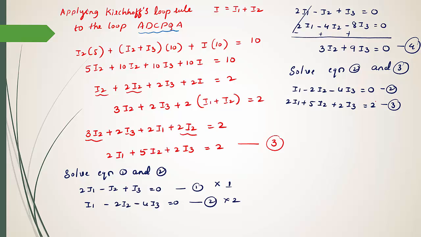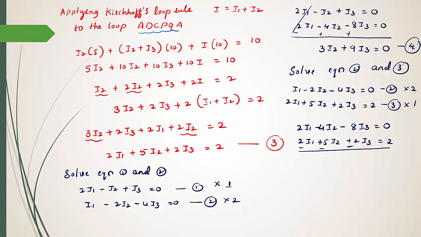So here again I1 will get cancelled when equation 2 is multiplied by 2 and equation 3 is multiplied by 1. So we can write this equation as 2I1 minus 4I2 minus 8I3 equal to 0. Equation 3 keep as it is because it is multiplied by 1. So here we can write 2I1 plus 5I2 plus 2I3 is equal to 2. So now we can solve these two equations.